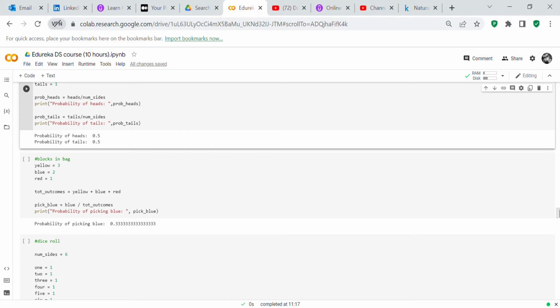So you print probability of picking blue, pick_blue. So 1/3 is 0.33, so that's 33%.